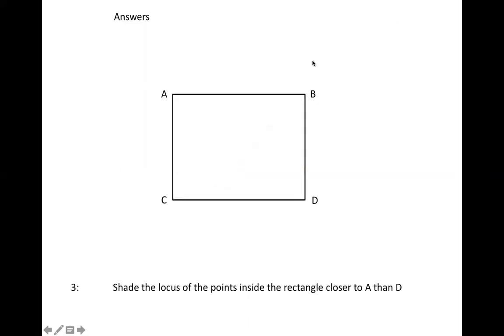Number 3, shade the locus of the points inside the rectangle closer to A than they are closer to D. Okay, points in the rectangle that are closer to point A compared to point D. So let's see.